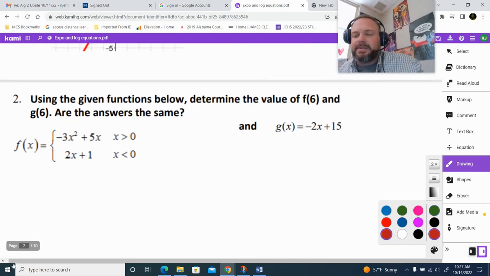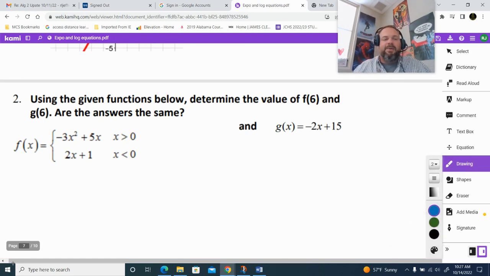Okay, so right here, all right, we're going to see if these two things are the same. Okay, we're looking for 6. We're plugging in 6. Is 6 greater than or less than 0?